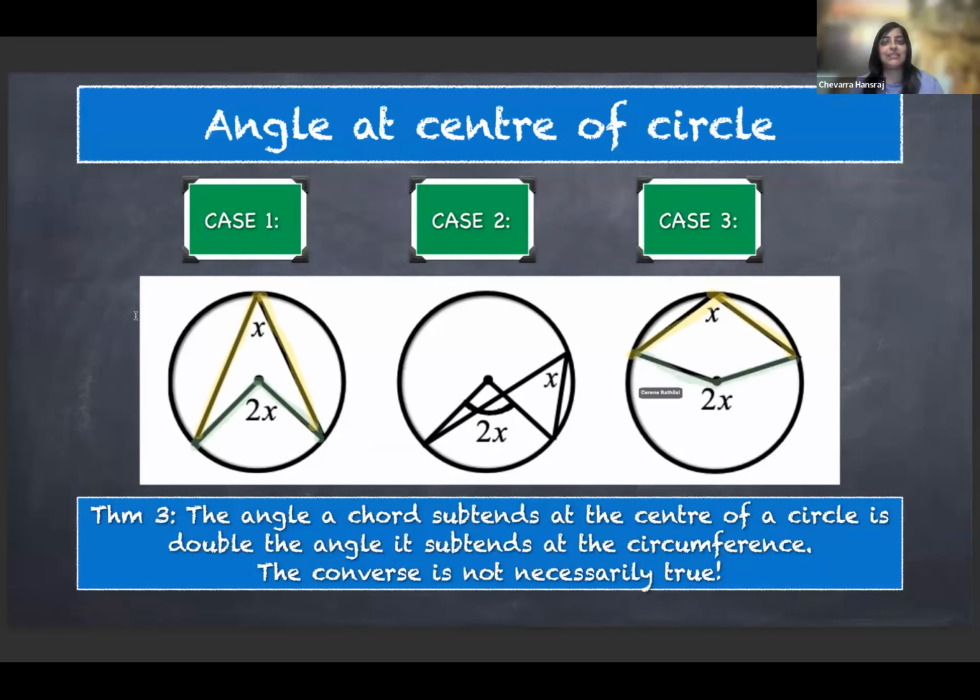Remember, they won't be hiding in plain sight. You'll have a lot of other things happening in the diagram. But that would be basically that theorem.